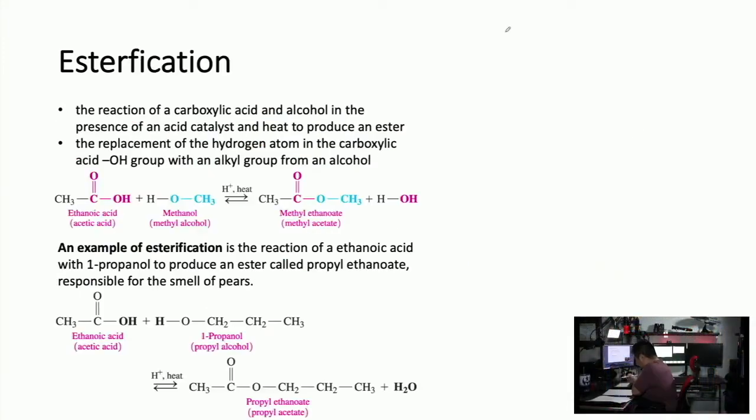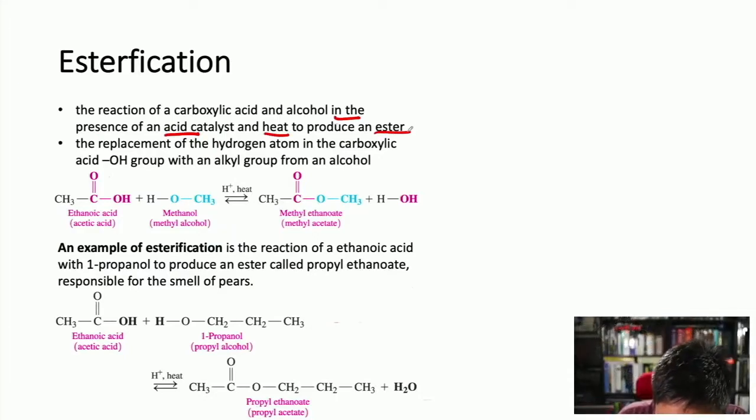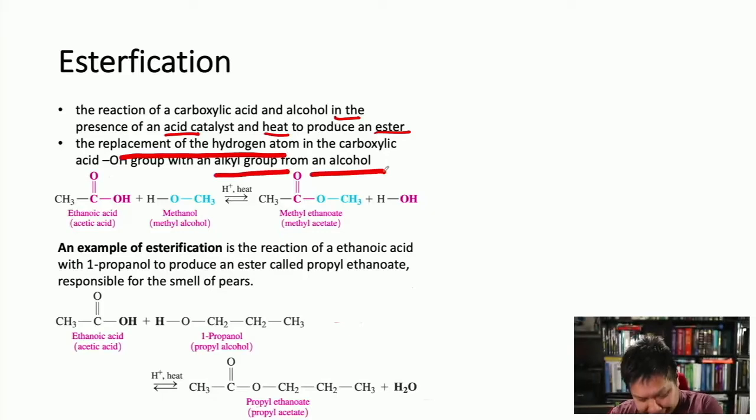All right. The reaction of a carboxylic acid and an alcohol in the presence of an acid catalyst and heat produces an ester, right? So basically what you're doing is you're replacing the hydrogen of the atom, like I was saying in the previous slide, in the carboxylic acid's OH group with the alkyl group that's from the alcohol. I already demonstrated this a little bit on the previous slide, but let's review it one more time. We have acetic acid here.